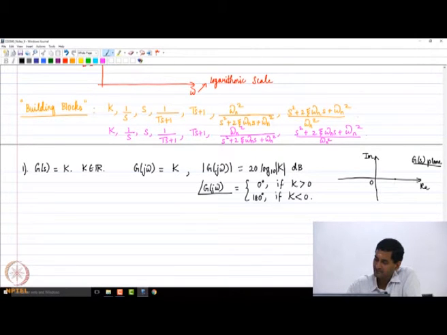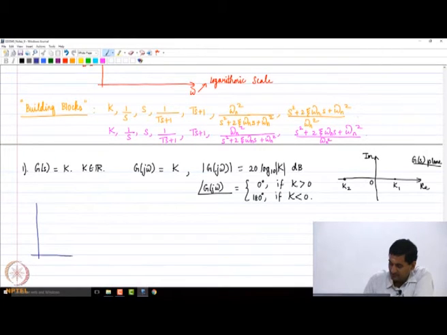Let us say I have k to be positive, you can immediately see that the phase is 0, right. On the other hand, if I consider a k which is negative, you can immediately see that the phase is going to be 180 degrees, right. So, it really depends on the sign of k. Now, if I want to draw the magnitude plot and the phase plot, what is it that I should do?